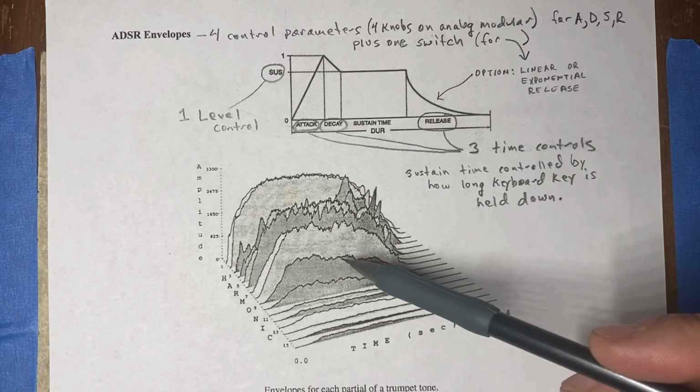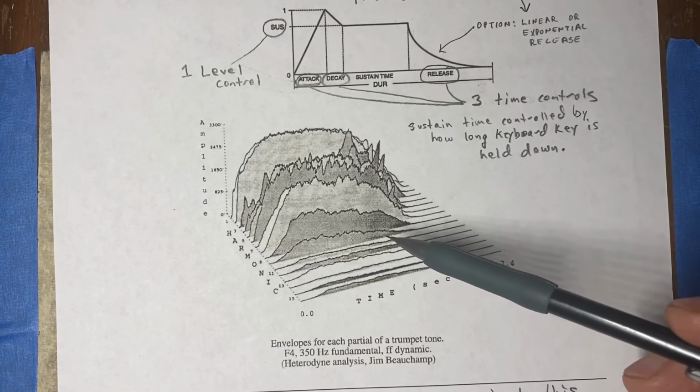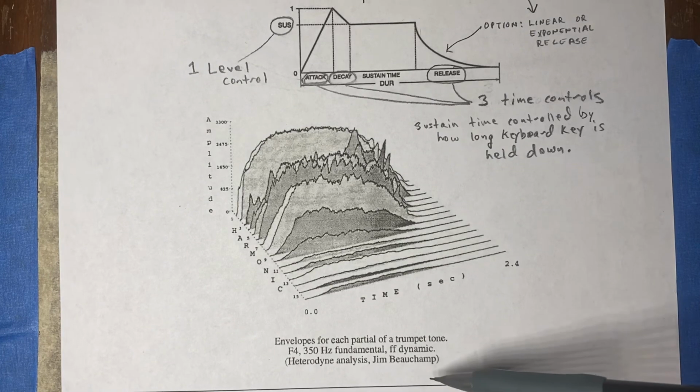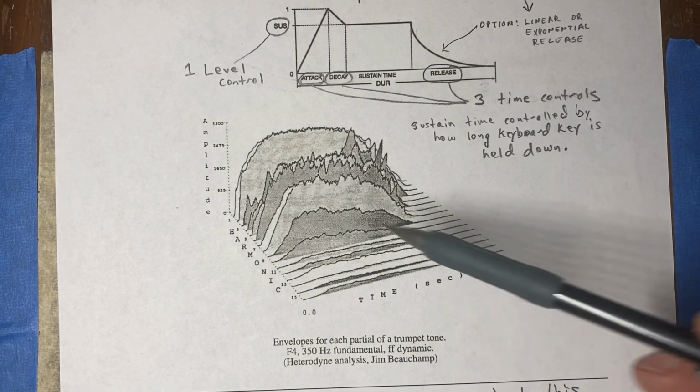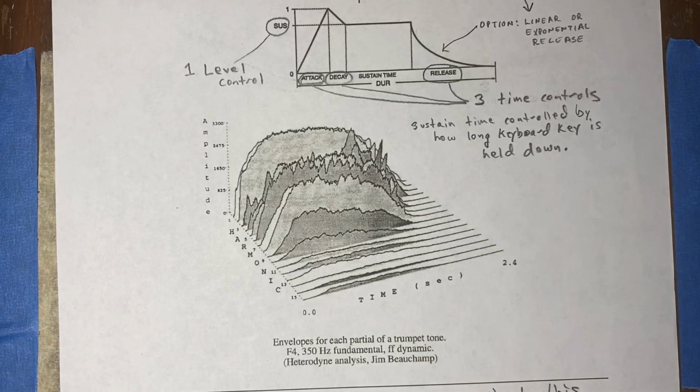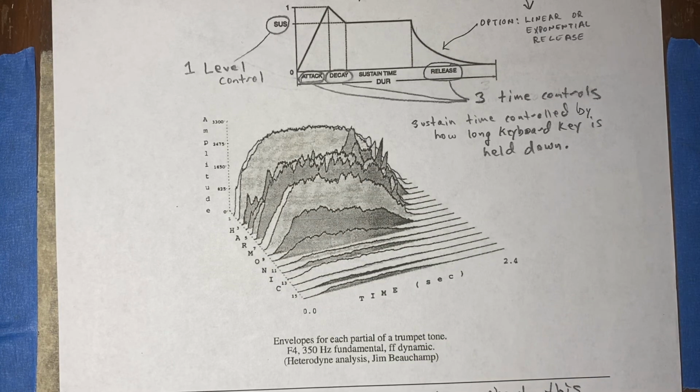But here is an example from heterodyne analysis, from a short window analysis done by Jim Beauchamp for a trumpet tone, right? And you look at, wow, there's a lot more than 4 segments there. In fact, each partial has a very different shape. Each harmonic has a very different shape. So there's a lot of data there.